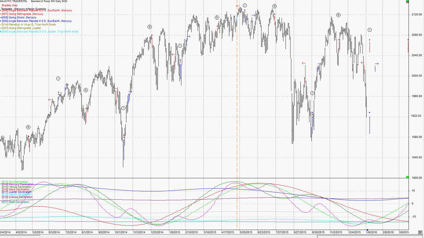Trading days, January 9th, 2016. The chart we're going to look at is a daily chart of the S&P 500, and what I'm looking at on the chart is Mercury going retrograde and direct, a little history.